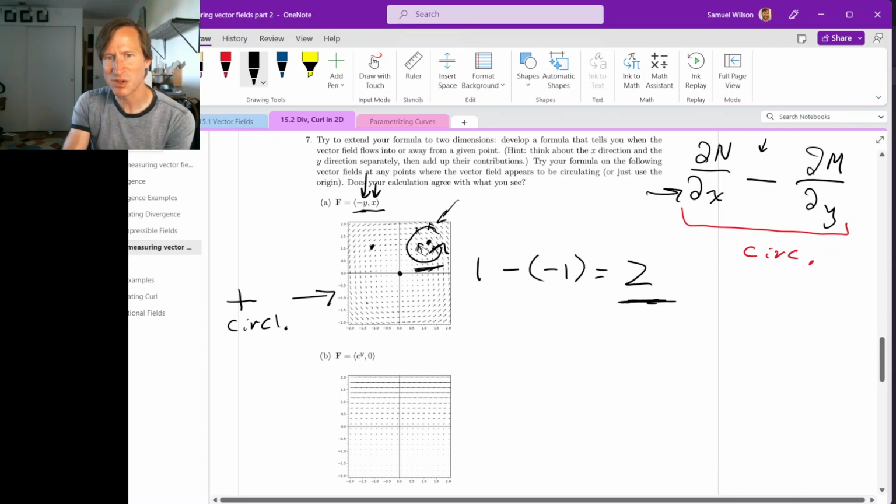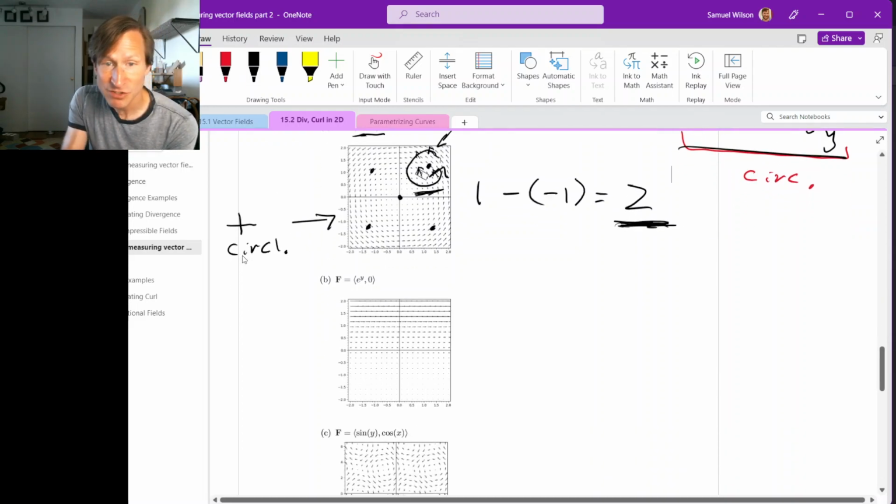And we could do the same kind of persuading of ourselves for points in every quadrant, right? So it is plausible that circulation for this vector field is positive everywhere, and that is what we find when we compute this quantity. All right, let's look at this vector field.